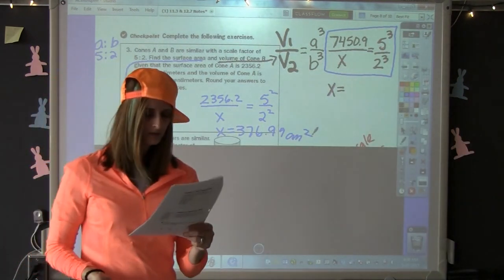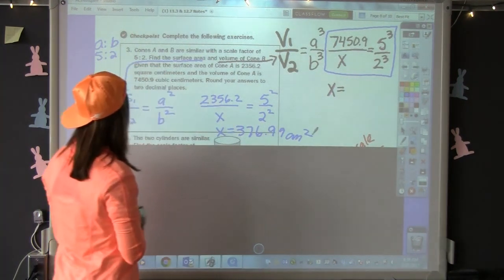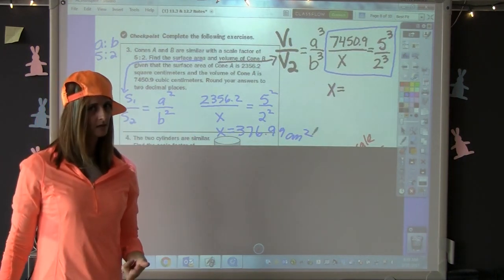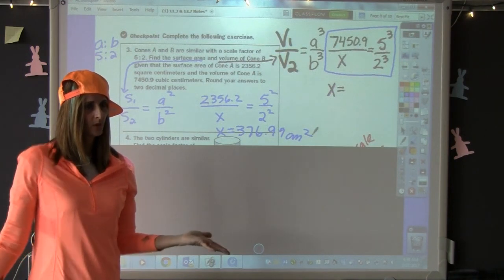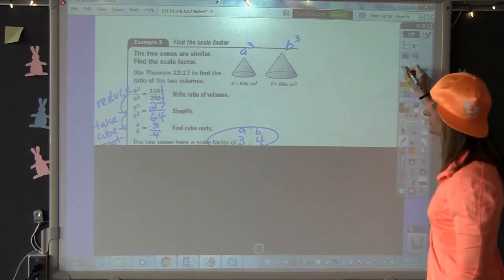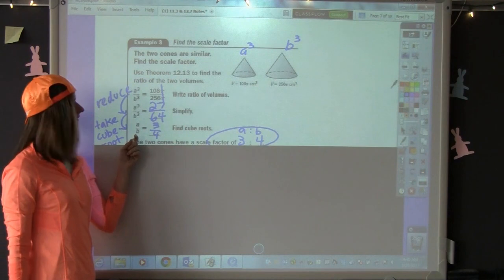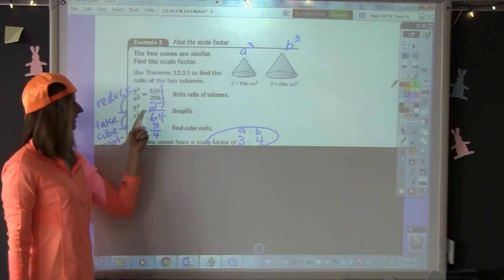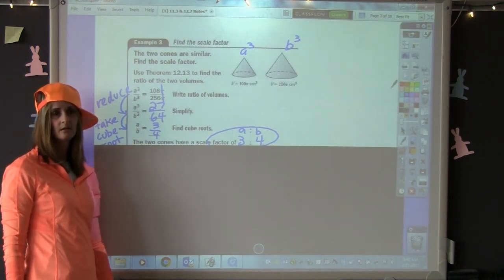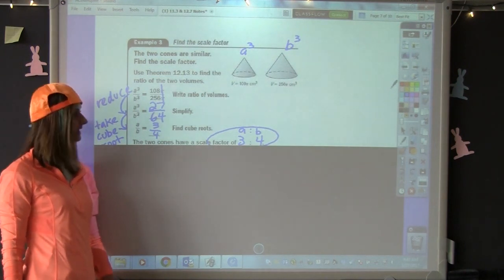Number 4, the 2 cylinders are similar. Find the scale factor. If we're given A squared to B squared and we need A to B, what do we do? Simplify. We were given A cubed to B cubed. We did simplify. And then how did we go from A cubed to B cubed to A to B? We took the cube root, right?